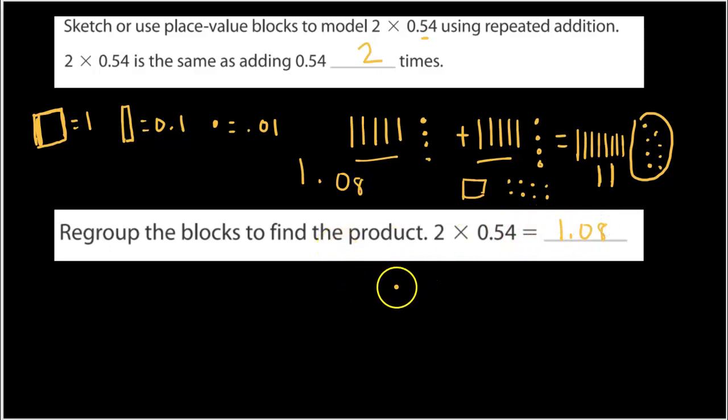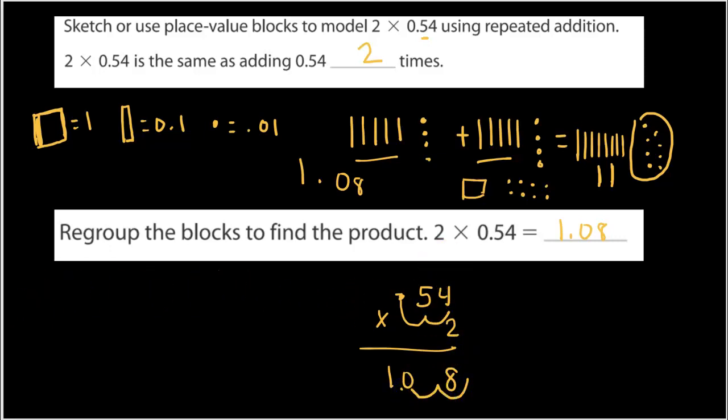I can always double check by doing the standard algorithm, which I encourage you to do. 54 hundredths, my pen's messing up. Oh, snap, crackle, and pop. My pen's messing up, so sorry. So I've got 54 hundredths times 2. 2 times 4 is 8. 2 times 5 is 10. Well, if I made this a whole number, that's 2 places to the right, so I've got to go 2 places to the left. So it's 1.08.